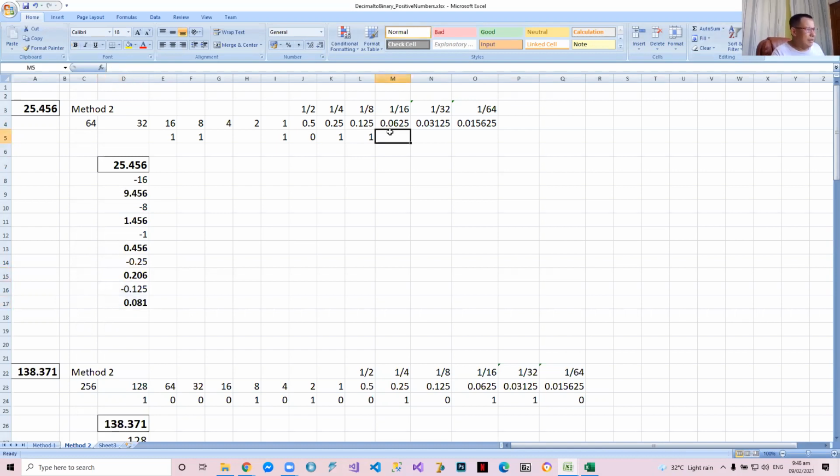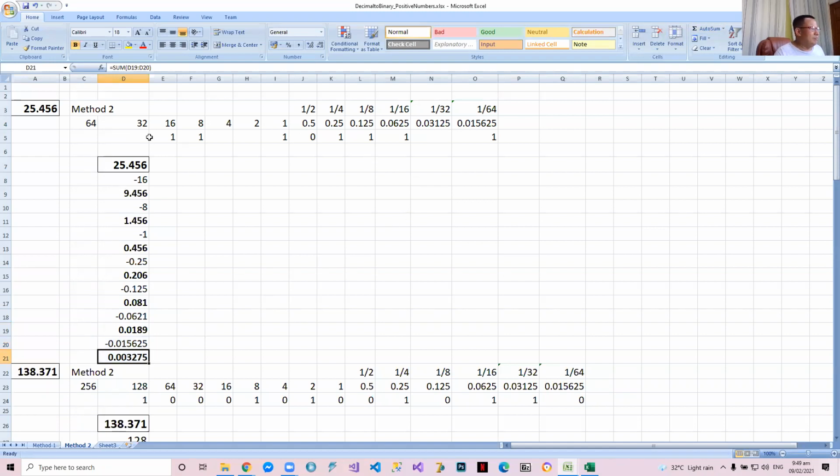0.081. Can we subtract this? Yes, because this is smaller. So mark this as 1. So we subtract 0.0625. Okay. 0.0185. So this is not 0.0625. We cannot subtract this because it's bigger. We can subtract this because this is smaller. So we end here at this point because we are at the 6th binary place. So we minus 0.015625. Sum. This is very small already.